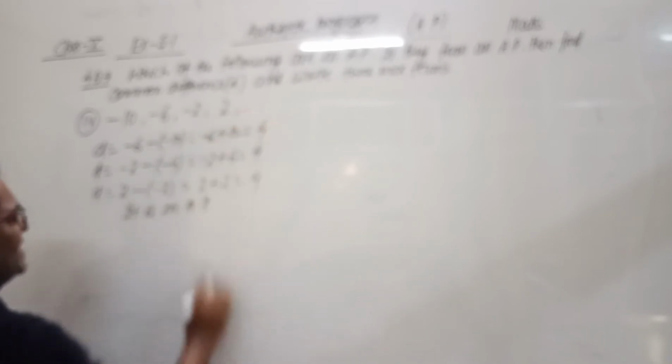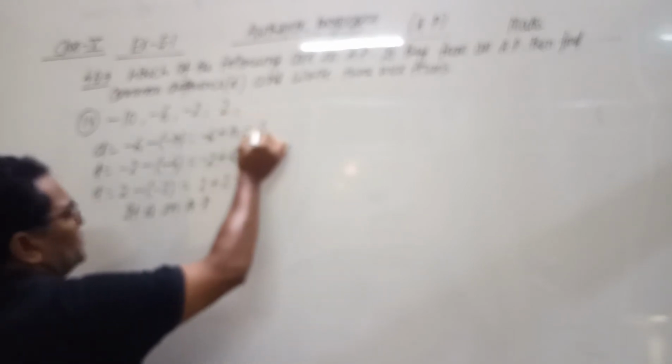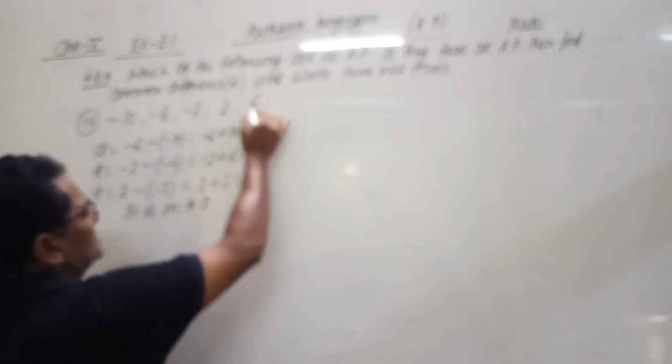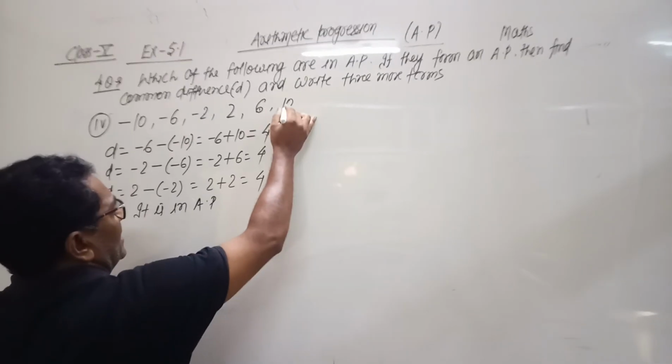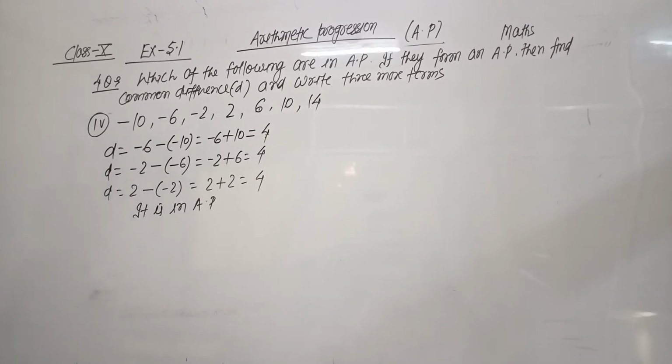Then for finding the next term we add the common difference. So 2 plus 4 is 6, 6 plus 4 is 10, 10 plus 4 is 14. So this is the way to find the next consecutive terms.